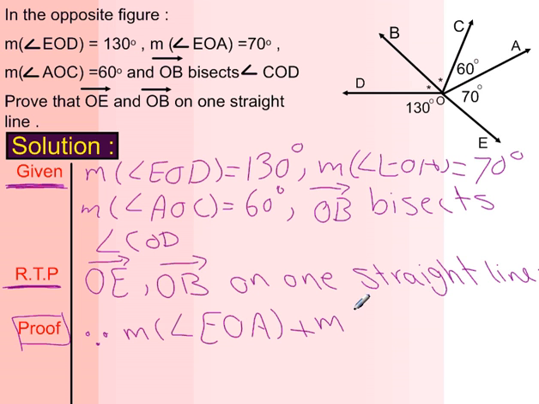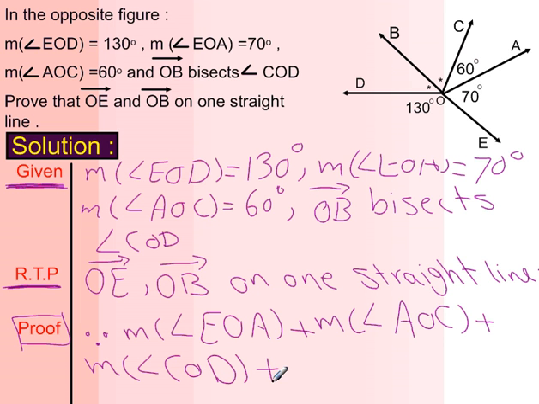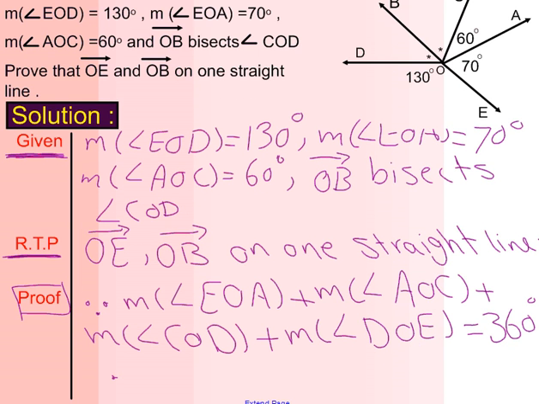It means we can say, since the measure of angle EOA plus the measure of the angle AOC plus the measure of the angle COD plus the measure of the angle DOE equals 360. Why? You have to write why. Because they are accumulative angles at a point.